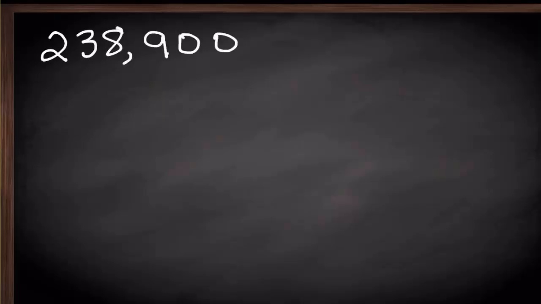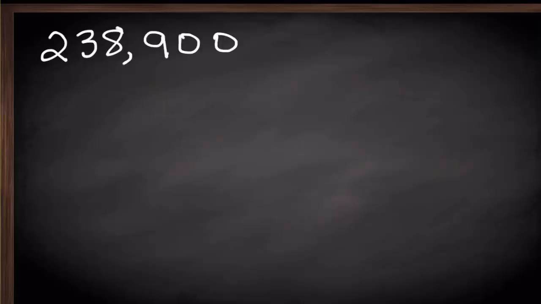Okay, so we know that the numbers that we were given today by Travis were given in what we call standard form. Standard form is just a regular notation on how we write numbers. So we want to convert from standard form to scientific notation. So let's start with the first number. The first number was 238,900. So let's help Travis out by converting this number into scientific notation.